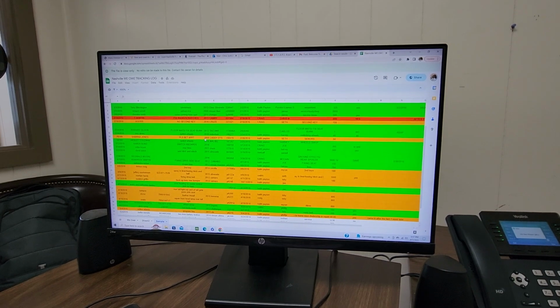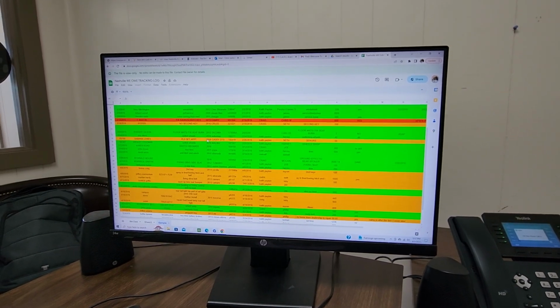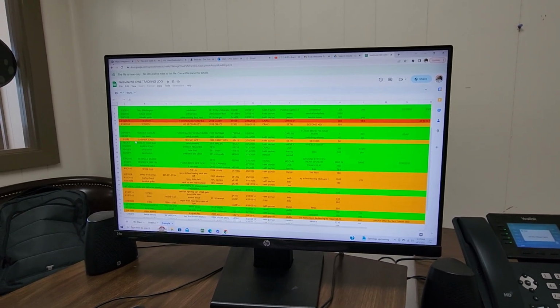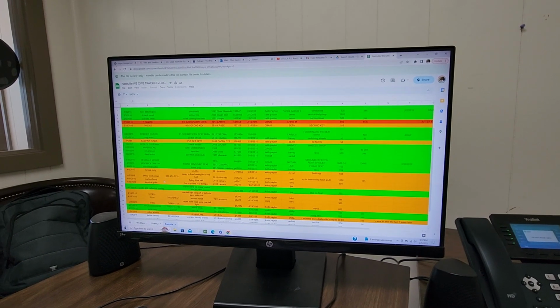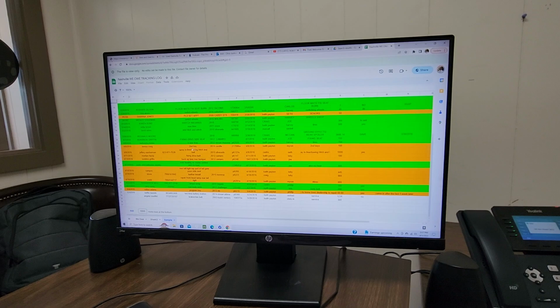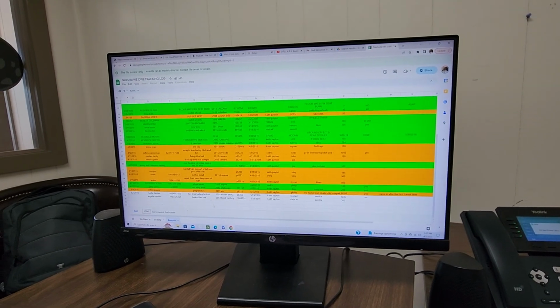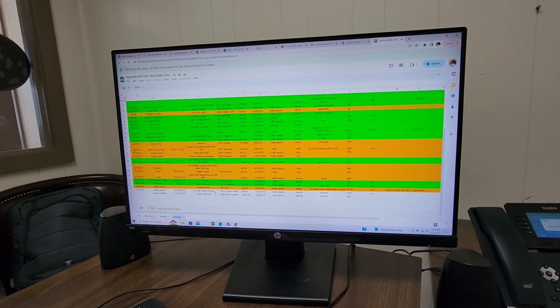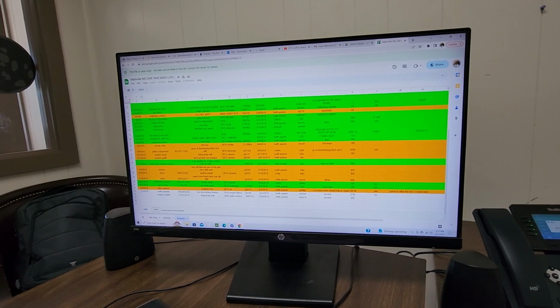The orange is once the service department or the parts department receive the information, they're just acknowledging that they see it. And then down at the bottom, the white is new work. In this sample, these are not real customers, but these are things that were just added.